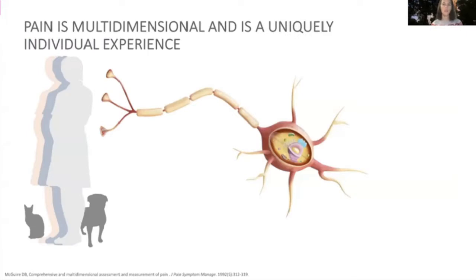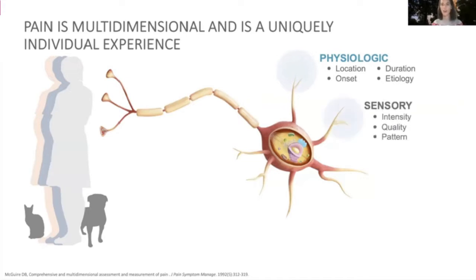So first, to really ground us in what we're talking about, pain is a very multidimensional condition, and it is a uniquely individual experience. The way that each of us experiences pain will be different from one another, and there are many components to that pain experience. So the one that we will often focus on is that physiologic one. Where does the pain come from? Where does it hurt? How long has it been going on? When did it begin? What's causing it?